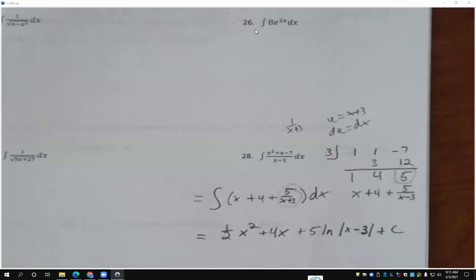Could you do 29, please? Yes. All right. So 29 is a product: sine x times cosine cubed x. Okay. Don't know the antiderivative of a product. Got to make a u substitution here.